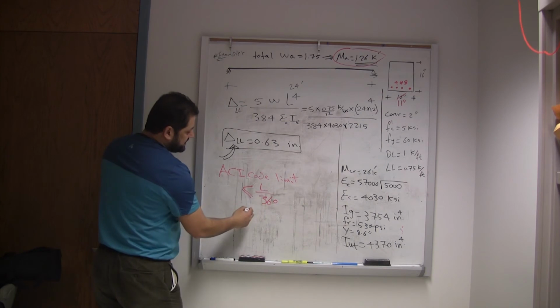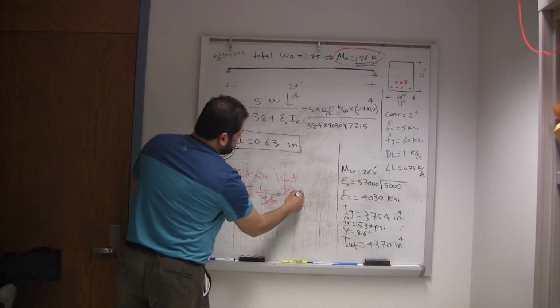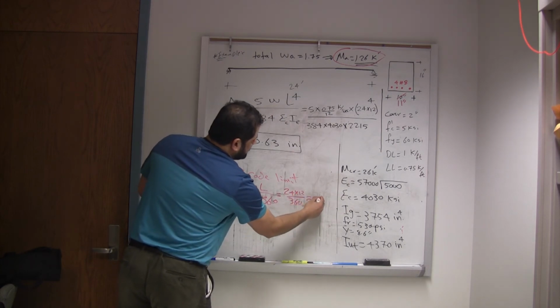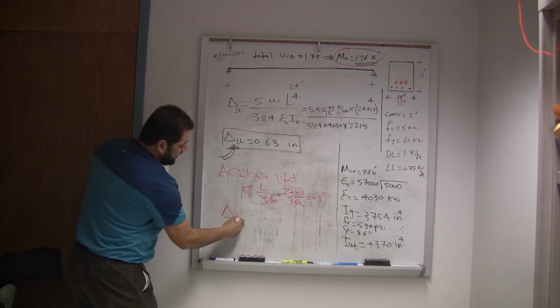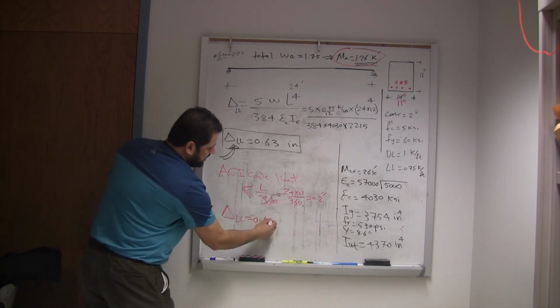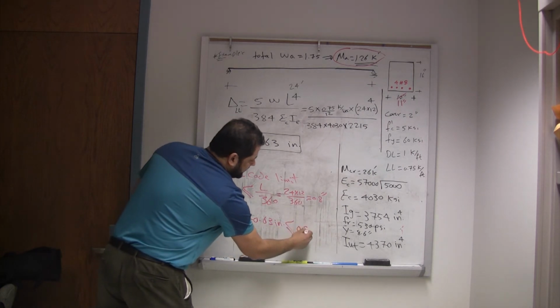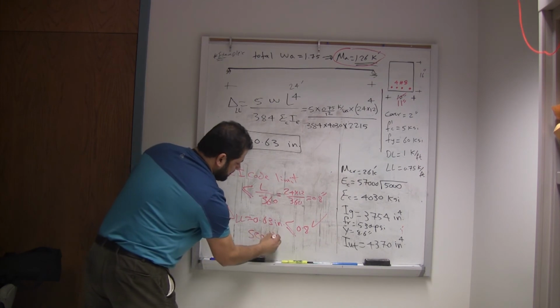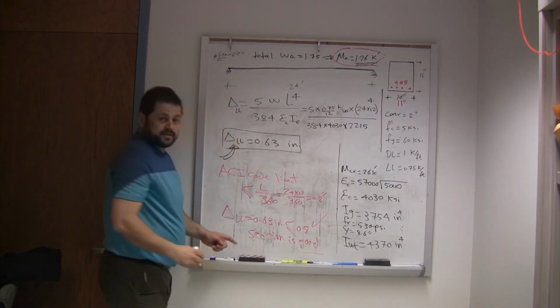And L over 360 is? That will be 0.8. That's 24 times 12 over 360, equal to 0.8 inch. So we have delta live load equal to 0.63 inch. It is less than or equal to 0.8 inch. So the section is good.